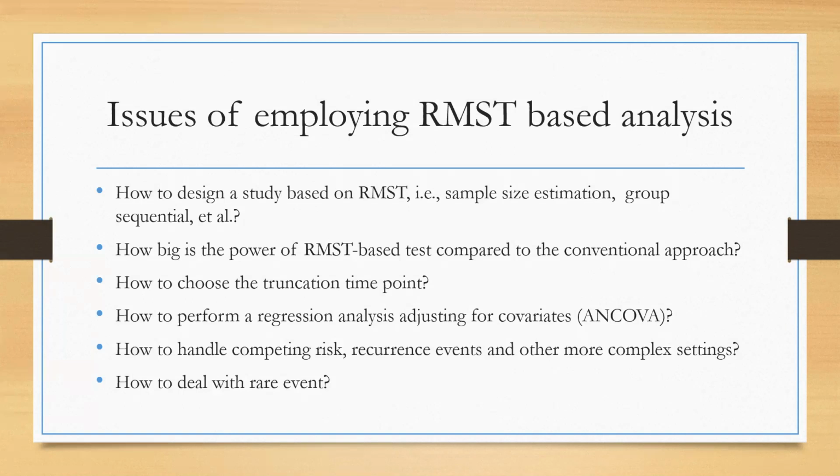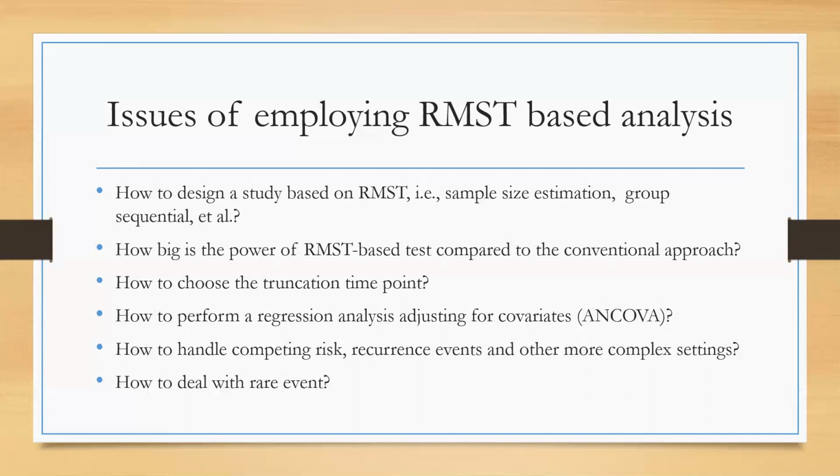And also how to perform regression analysis adjusting for covariates, for example, using analysis of covariance. In the hazard ratio case, we have the Cox proportional hazards model. But if you want to use RMST, which model should you use? And also how to handle competing risks, recurrent events, and other complex settings. For competing risks, we have the cause-specific proportional hazards model. We also have the Fine-Gray, like cumulative incidence regression model for competing risks. But if you want to use RMST, which model can you use?